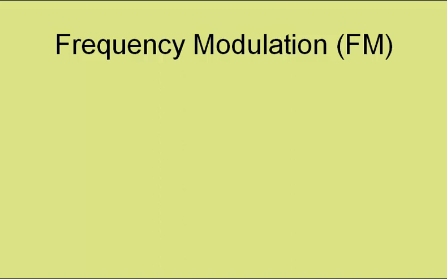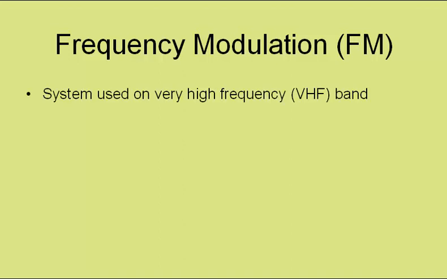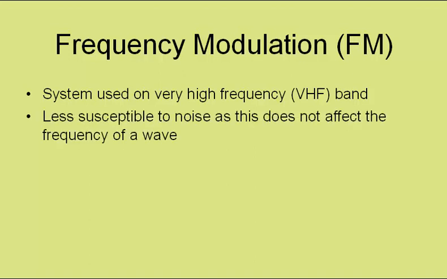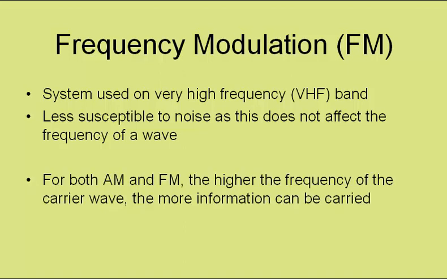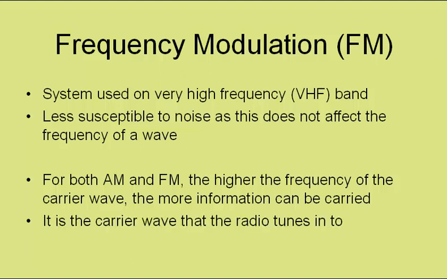Frequency modulation, or FM, is used on the very high frequency or VHF band of a radio. It's less susceptible to noise, as noise does not affect the frequency of a wave. For both AM and FM, the higher the frequency of the carrier wave, the more information can be carried. The carrier wave must have a much higher frequency than the signal we're carrying. It's the carrier wave that your radio tunes into.